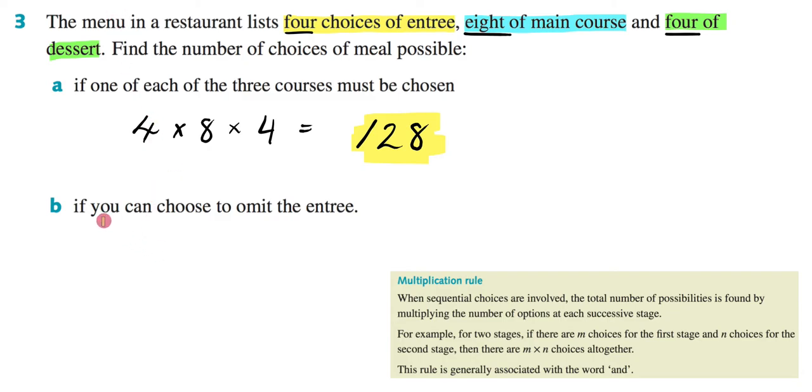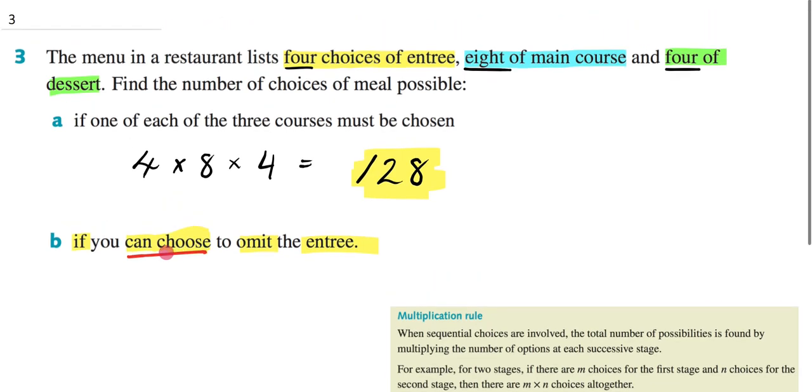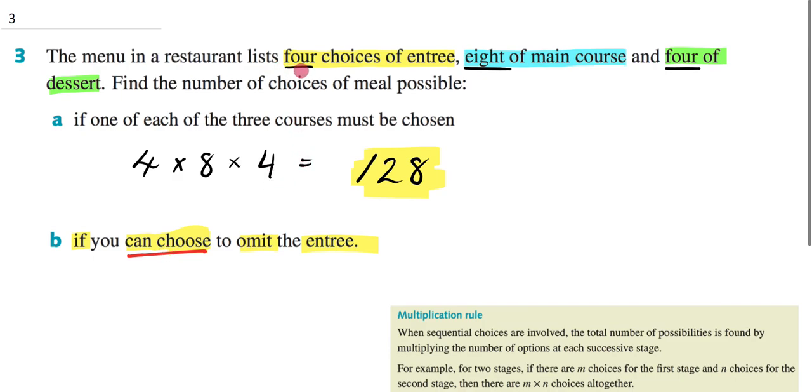So let's read it again carefully. If you can choose to omit the entree. So here I'd say the main word is if you can choose, which means you don't necessarily have to omit it. The mistake that we just made before is if someone said you have to omit the entree. But notice that's not the case. It's saying if you can choose to omit it, which really means now if we were to come up to our question, instead of having 4 choices for the entree, that's like we have now 5 choices because we've added a choice of not having the entree at all.